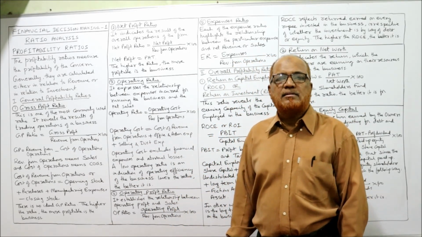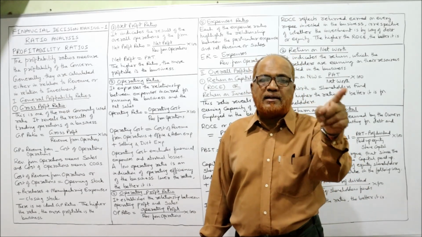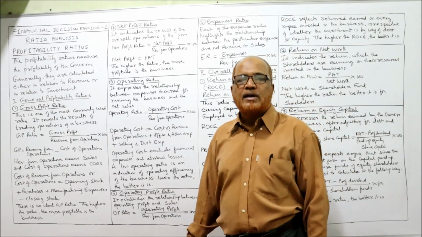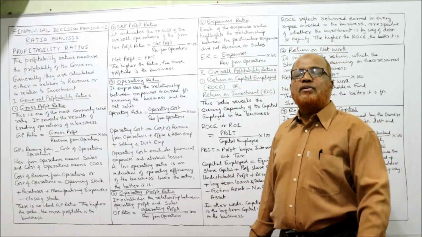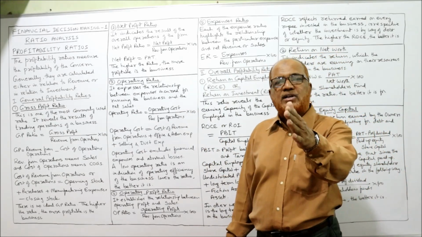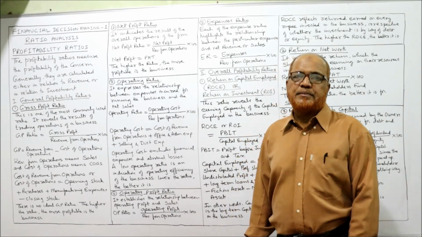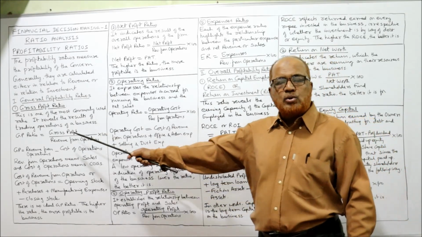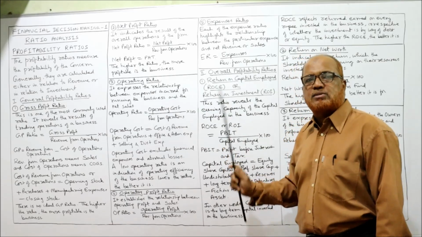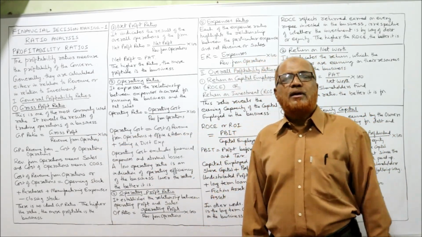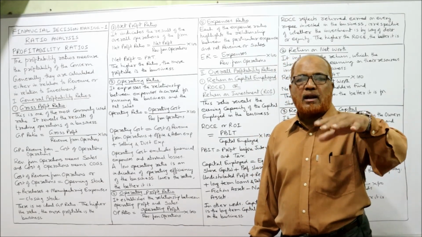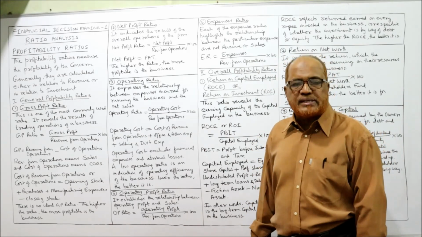Revenue means sales. That means profit is related to sales or revenue. Second, overall profitability ratio. This overall profitability ratio relates the profit with the investment. So in this way, related to sales and related to investment. First we focus on general profitability ratio, that means the profitability ratios which are related to revenue or sales.